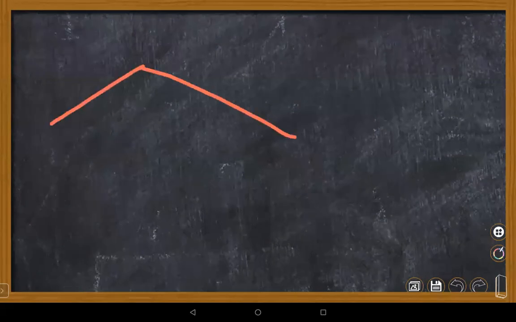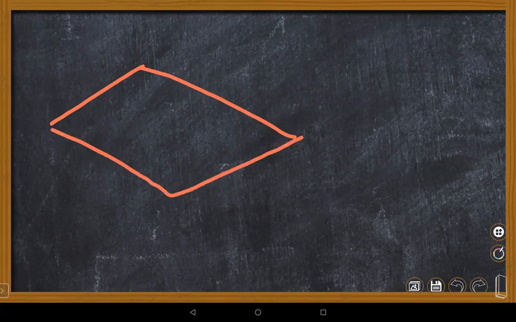Next, what are possible questions in a quadrilateral? Sorry, what are possible questions in a rhombus? Actually, we are discussing the rhombus. Ma'am, they can give one side and ask to find the other side. Yes, all of them are the same.